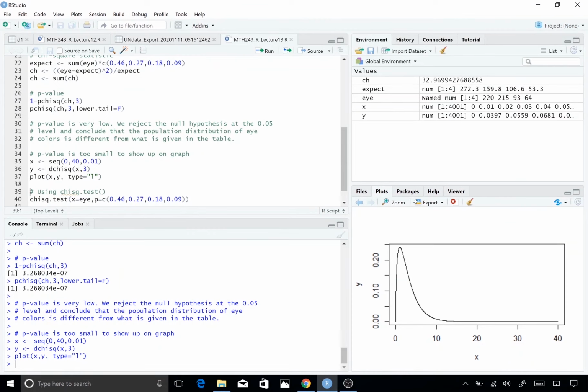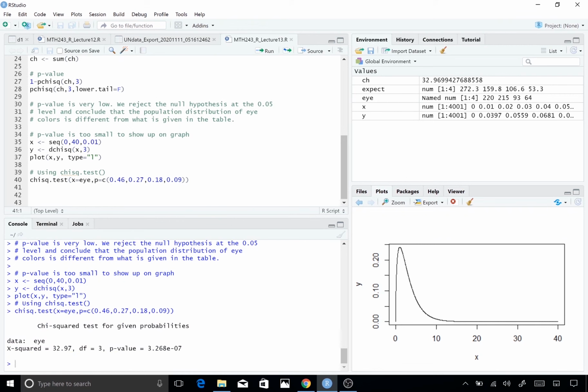And then to use R's chisq.test command, you do this. You have to make sure to name this second thing p so it knows what you're talking about. But I is the collection of observed counts. P is the expected proportions. I run this and I get the same thing.